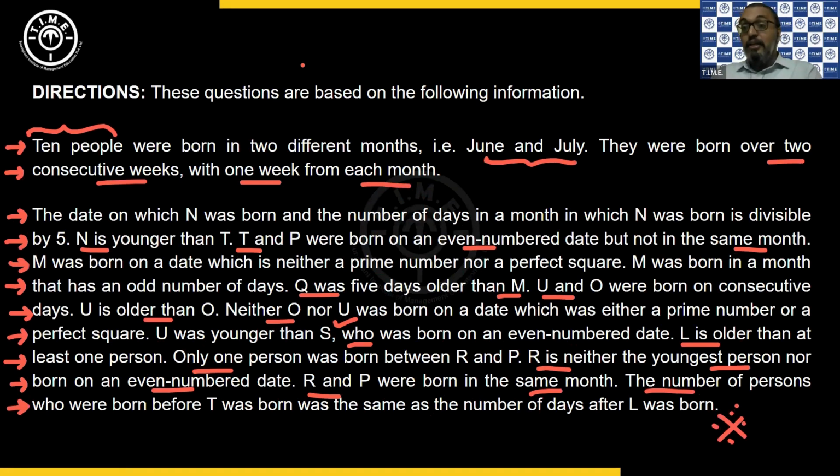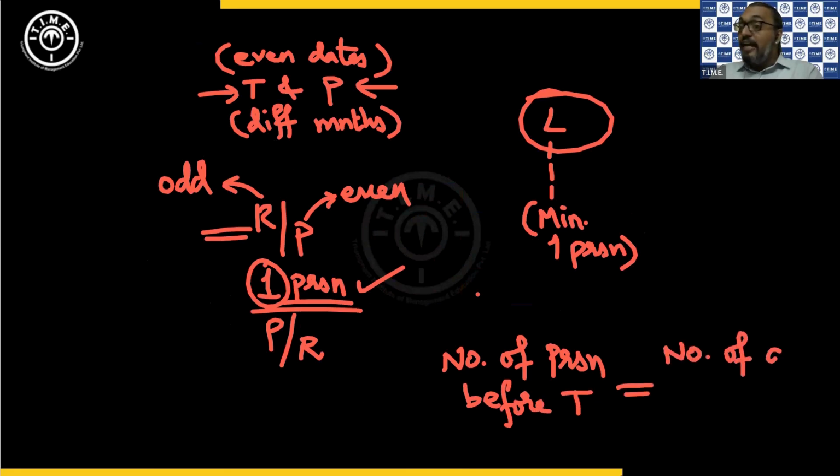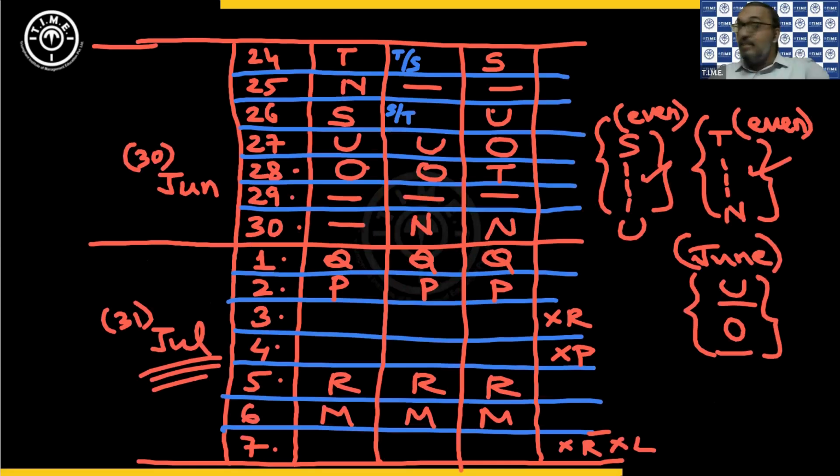Please be careful here. It says the number of persons who were born before T is the same as the number of days after L was born. See, it says the number of persons before T should be the same as the number of days after L was born. This is a very important condition. Now see, in the first case, T is in the first position. So before T, there are 0 people.